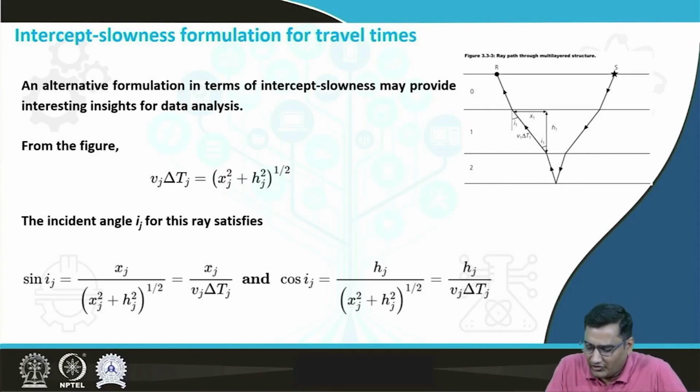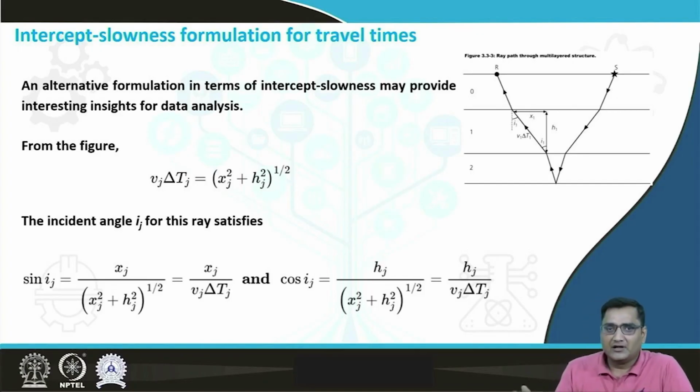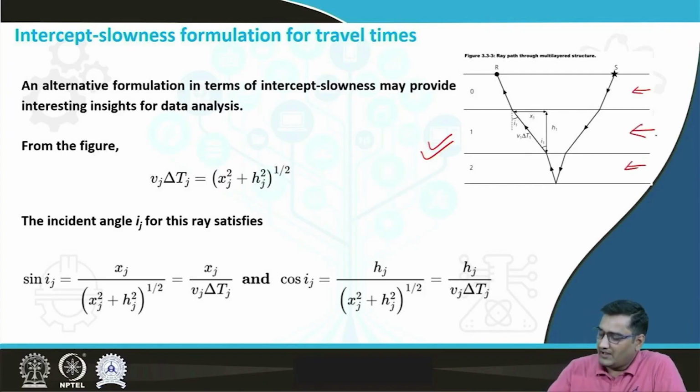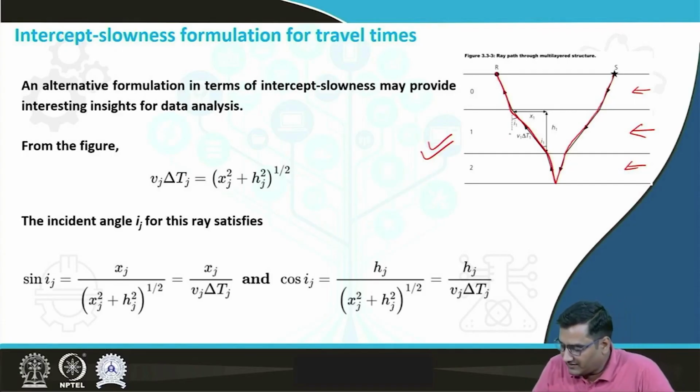Now the travel time curve formulation can be seen as an interesting insight for data analysis if we do this formulation in terms of intercept slowness. And if you look at this particular figure, you can see the top layer, there is another layer, there is a third layer over here, and the ray is basically emerging from the source and then traveling into the second layer, and at the top of the third layer it is having the reflection, and then it starts to come back and travel through all the layers and is recorded at the receiver. So if we consider this particular ray path over here, let's write it down.